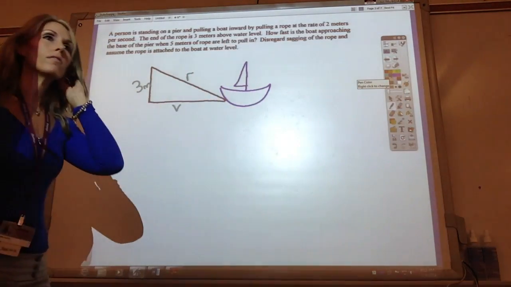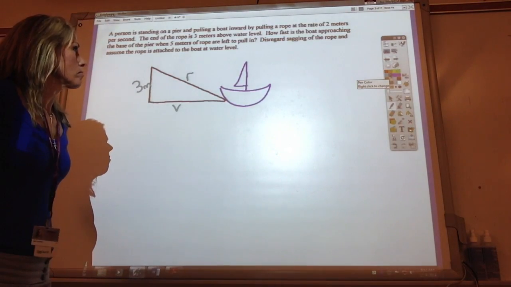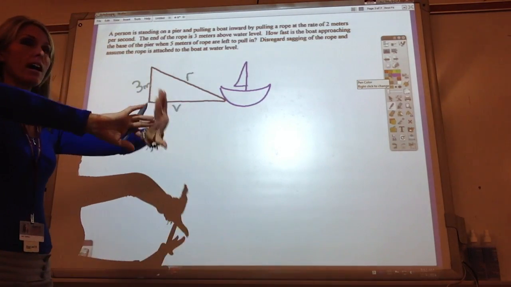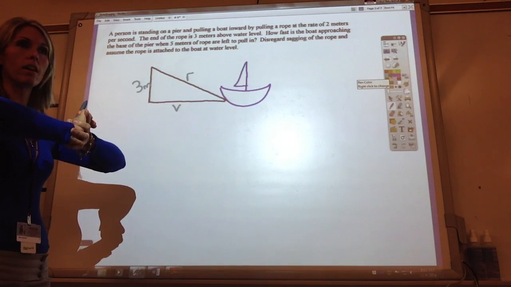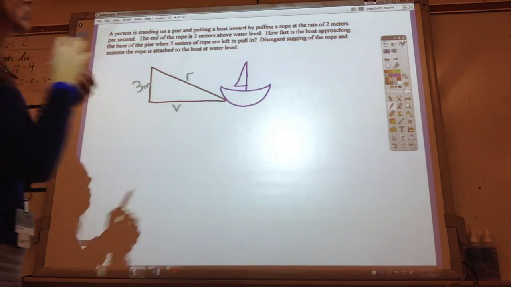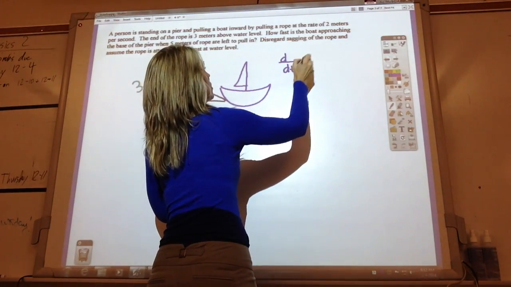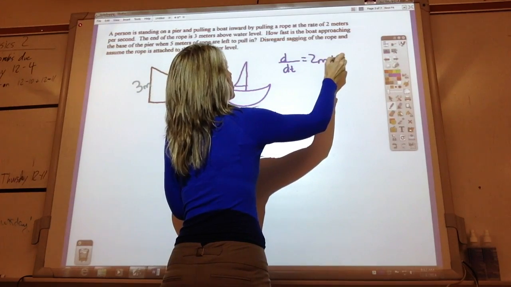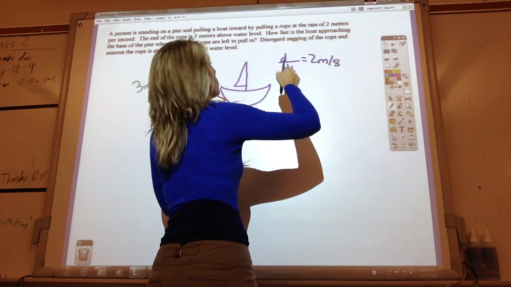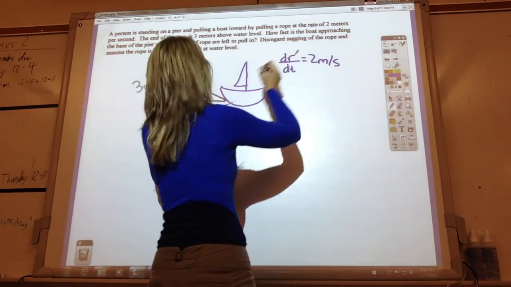What kind of equation do you think you guys can write? Oh, wait. Let me go back. We should write our given and what we want to find. Okay. Yes. All right. Given is 2 meters per second. You said dr dt, right, because it's the rope.